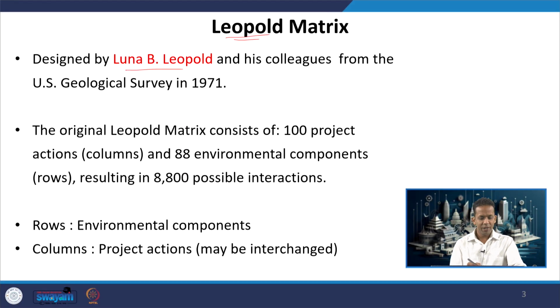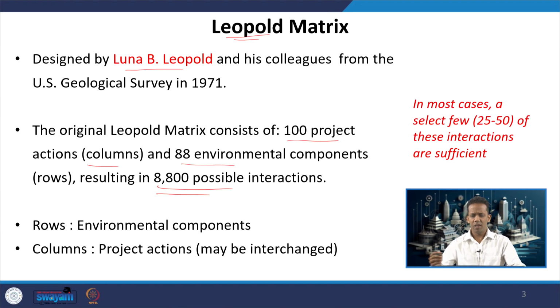So, the original Leopold matrix was designed for hundreds of project actions, which were represented mainly in the columns, and about 88 environmental components, thereby resulting in almost 8800 possible interactions. Out of these 8800 possible interactions, all of them need not be very significant. So, even today, if people wish to use the Leopold matrix for doing EIA of their projects, in most cases 25 to 50 of these interactions are sufficient to know whether we have included all the important project activities and all the important environmental components or not.